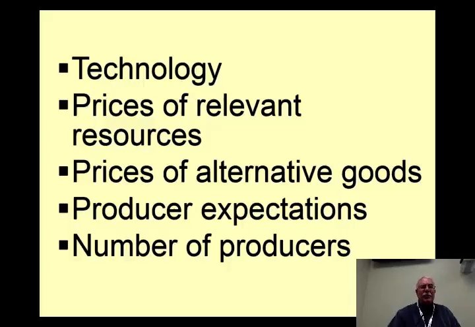Okay, another reason that will cause a shift in supply is the prices of relevant resources. Now, for example, if you're a farmer and you can plant corn or you can plant cabbage, well, no, this is the wrong one. I'm talking here about alternative goods. A relevant resource would be a price change of the resources that you need to produce whatever it is you're producing. So like diesel for the tractor? Yeah, like diesel for the tractor, exactly. That would be a relevant resource.